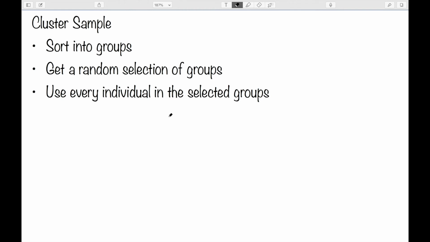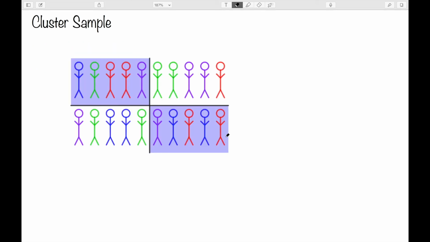This teacher didn't have to select just one row. We could have selected 2 or 3 rows, and that still would have been an example of a cluster sample. Here's an example where we have 20 people broken up into 4 groups, and we've selected 2 of my groups randomly and all of the individuals from those groups.